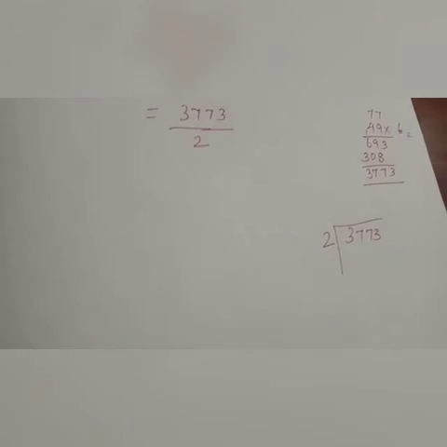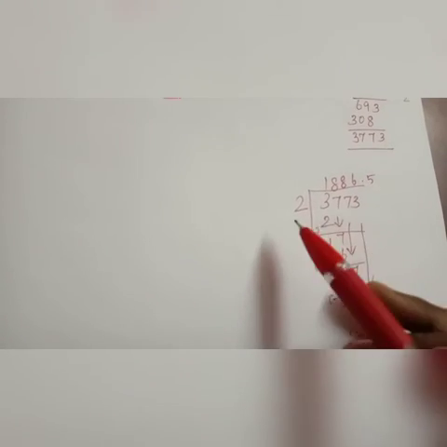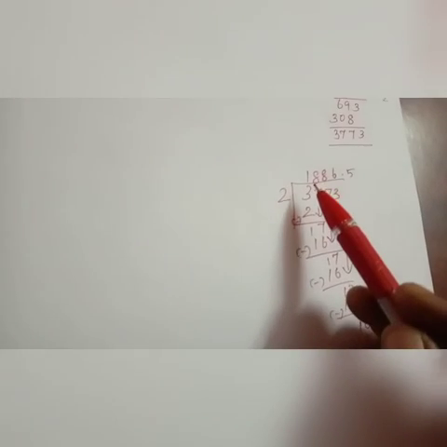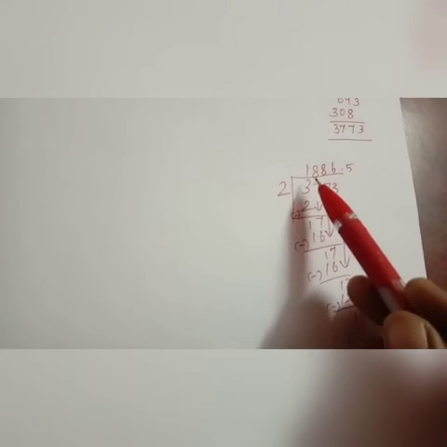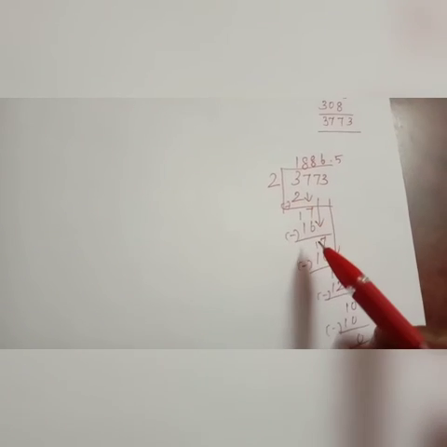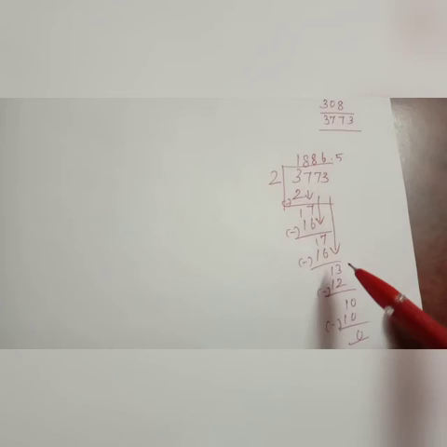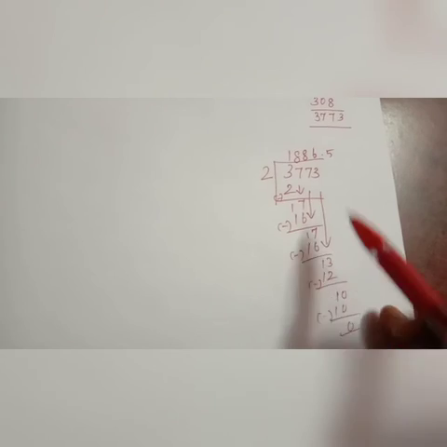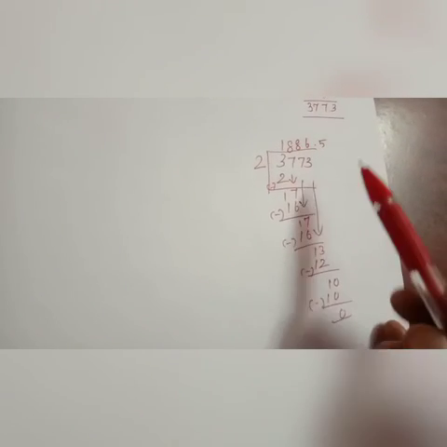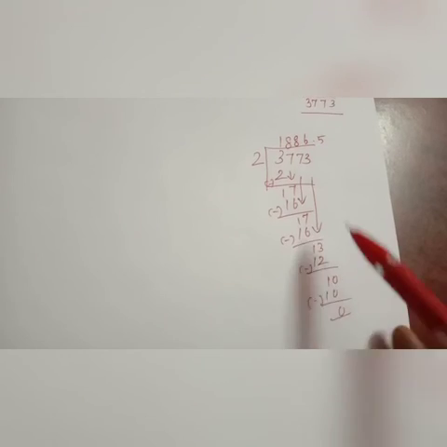3773/2. While dividing, we get 1886.5. Because in 3 only 1 2 is there. Remainder 1. Next digit 7, so we have 17. In 17, 8 2s are 16, remainder 1. Again next digit 7, 17, 8 2s are 16, remainder 1. Next digit 3, 13, 6 2s are 12, remainder 1. Then there is no digit, so we add 0 and keep the decimal point. Now we have 10, 5 2s are 10, remainder 0.